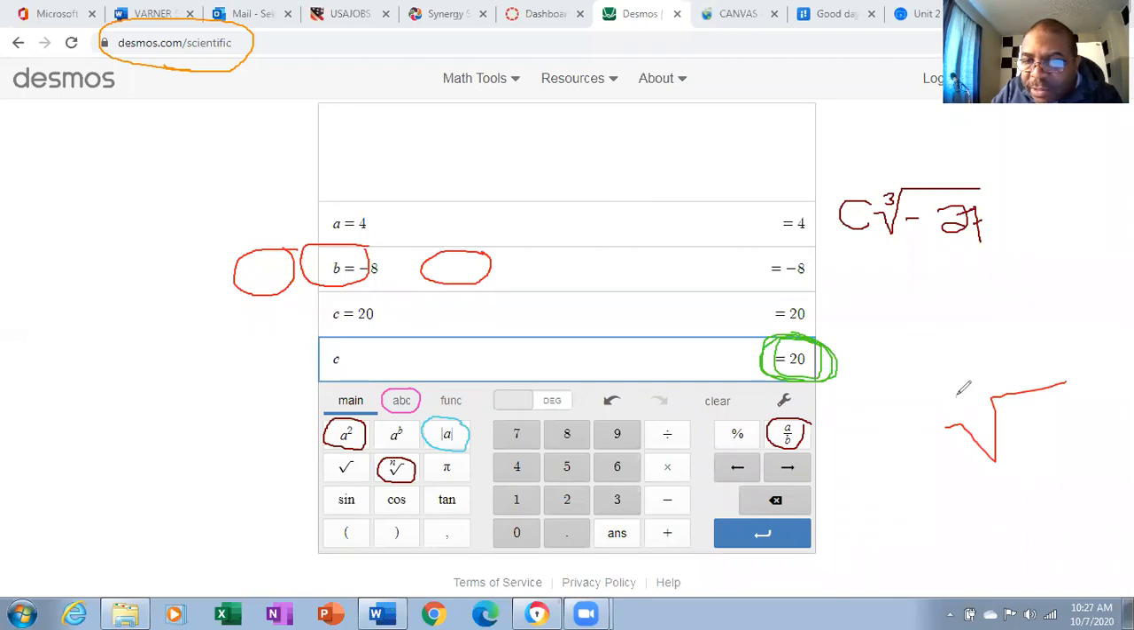So if your index is 2, we call it square root. Or we don't have it there at all, and it's just called square root. If there's no index, we assume it's a number 2 and it's a square root. But if it's a 3, it's a cube root. C-U-B-E, like ice cube. We call it a cube root. Okay, so right now it's cube root. So we're going to be working with a cube root.